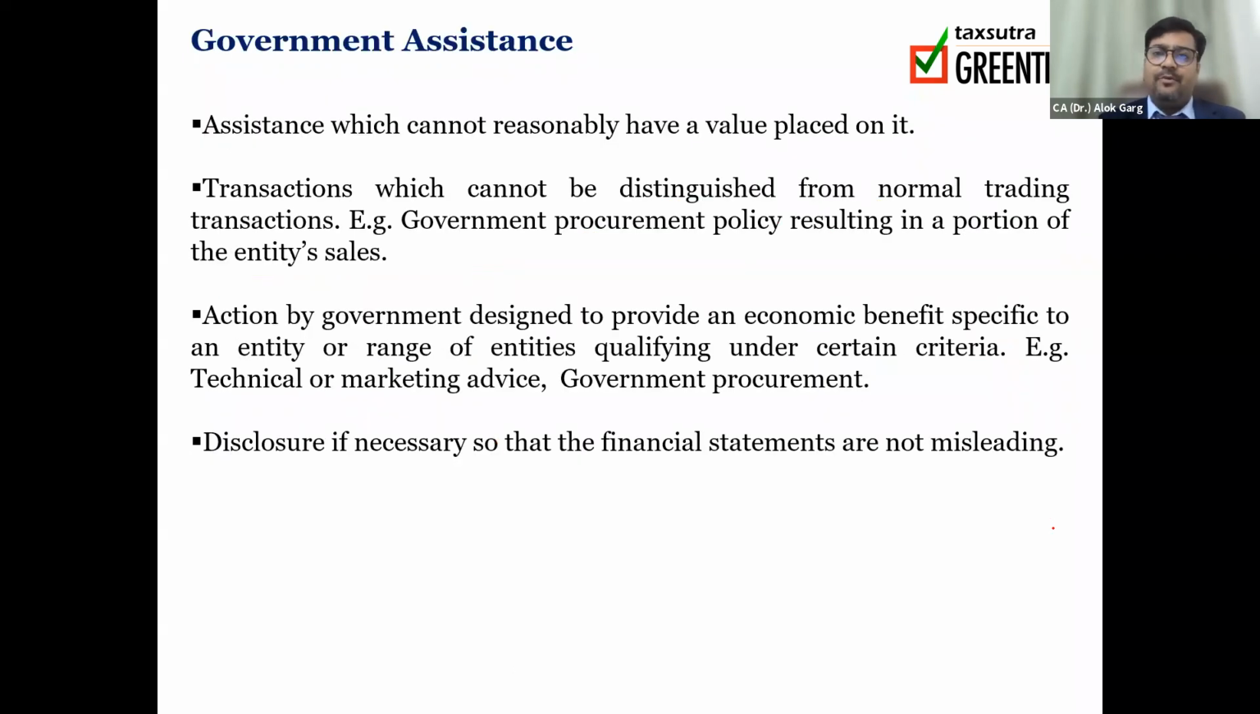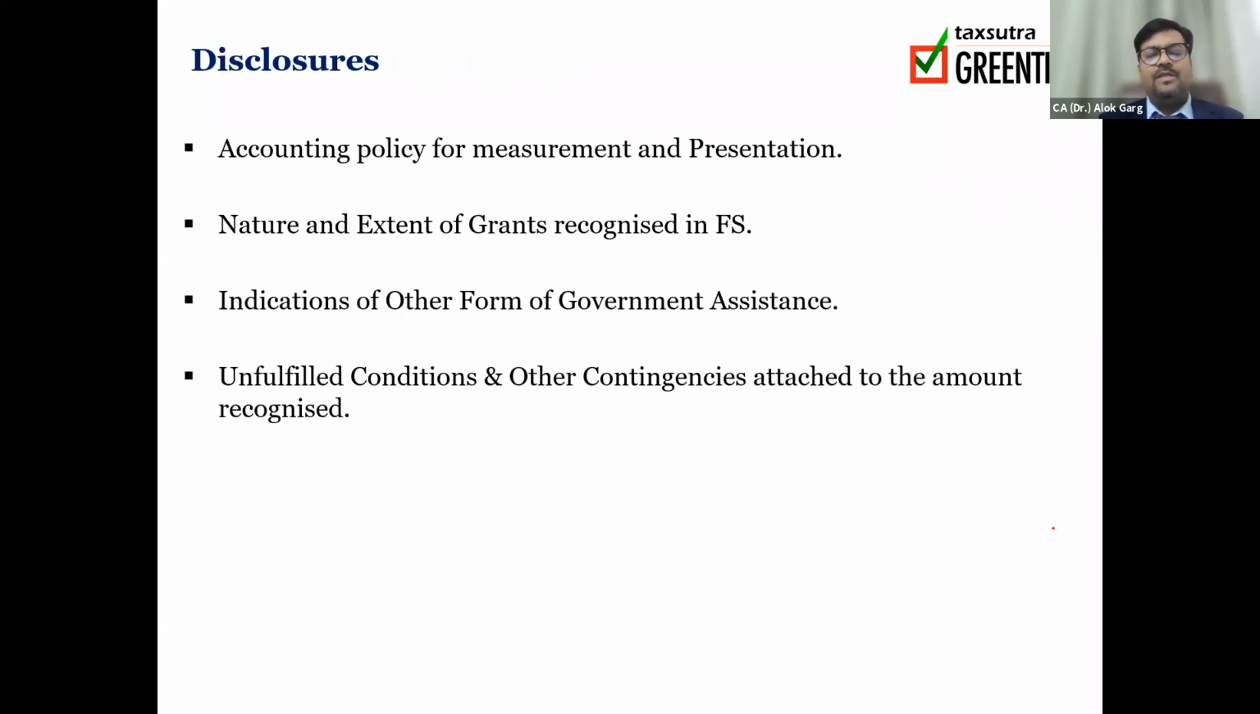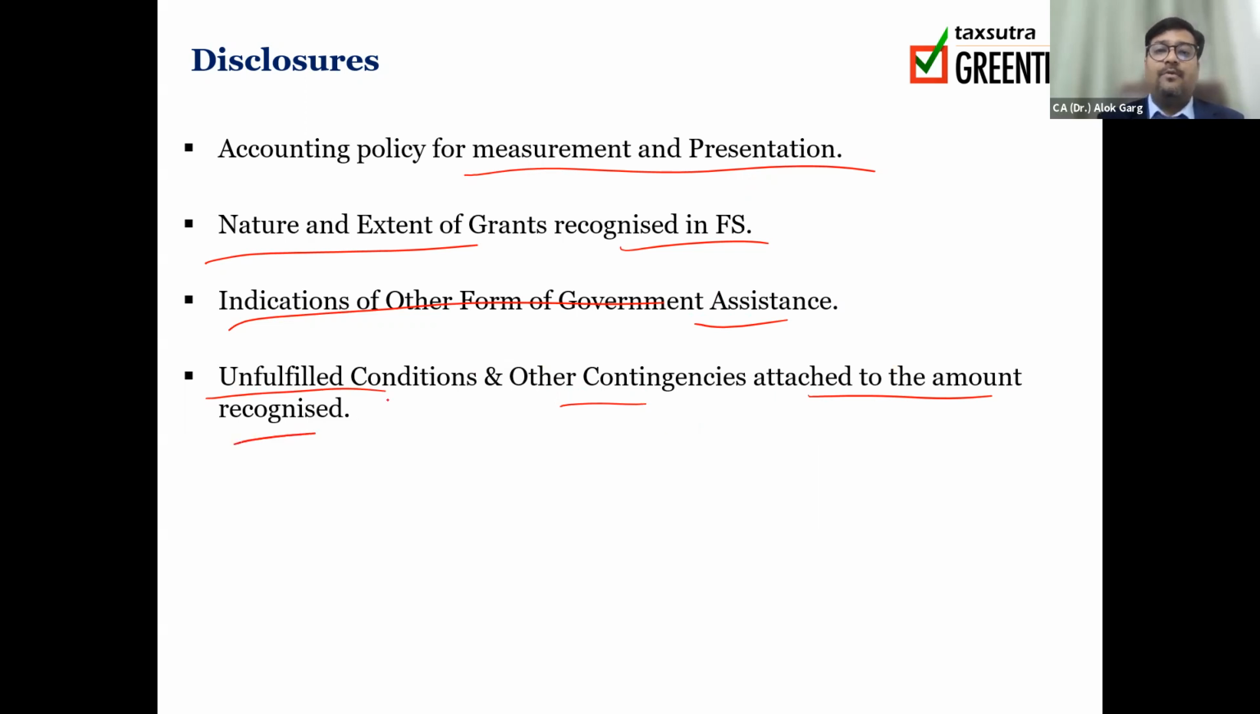Coming to the government assistance, I have told you the government assistance are those supports which are provided by the government and the value cannot be quantified or placed on it, and hence only qualitative disclosure is required for these kinds of government assistance. Coming to the disclosure, the important disclosures are: the entity has to show the accounting policy for measurement and presentation, whether it is following a gross approach or net approach in case of a grant related to assets or grant related to income; the nature and extent of grant recognized in financial statements; indication of other forms of government assistance; and if there are unfulfilled conditions and other contingencies attached to the amount recognized.